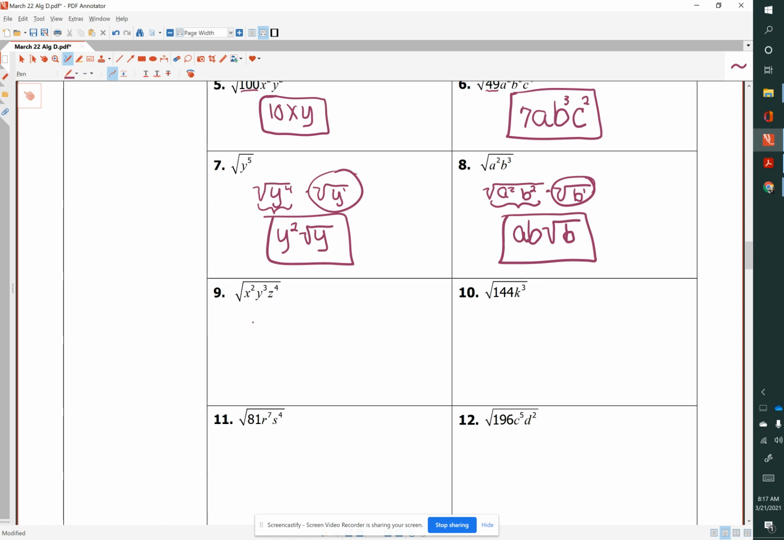So let's look at number 9. So square root of x squared y, 3 minus 1 is 2. So we're going to have to put another y over here. And then we have our z to the 4th. Now let's work on this left side. The square root of x squared is x. The square root of y squared is y. The square root of z to the 4th is z, 4 divided by 2, which is 2. And then we have our remainder with an invisible exponent of 1.